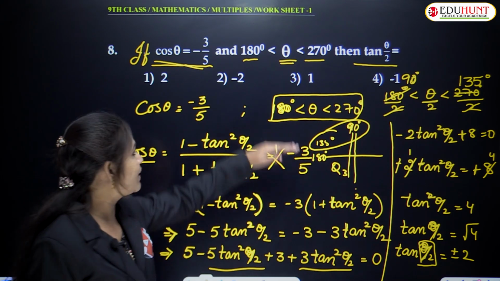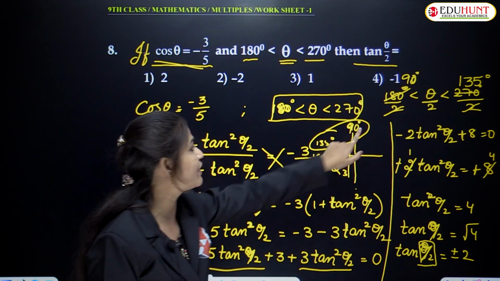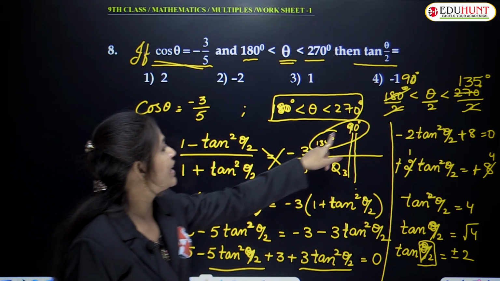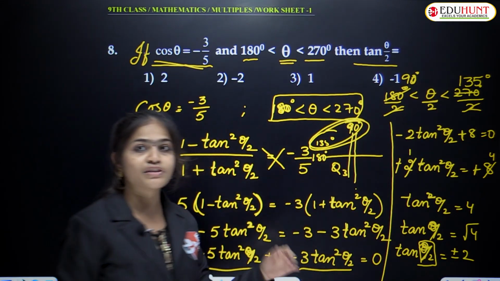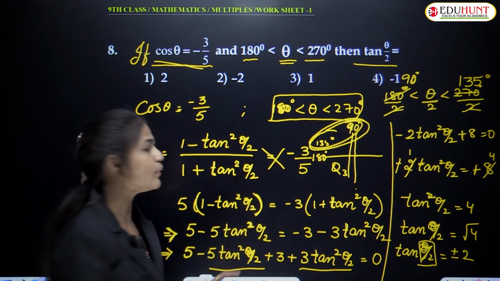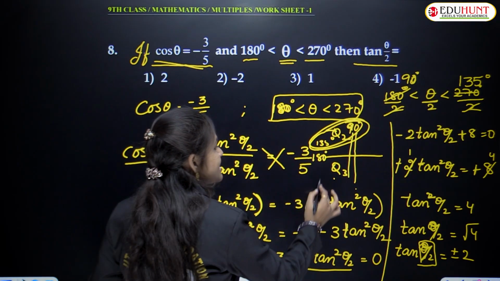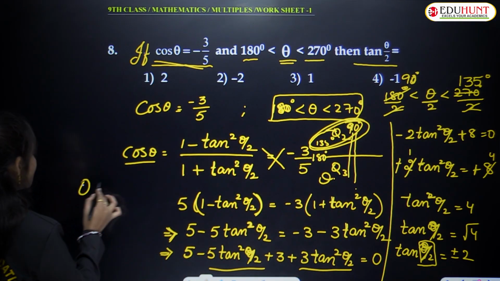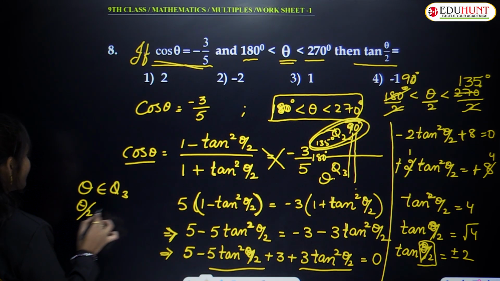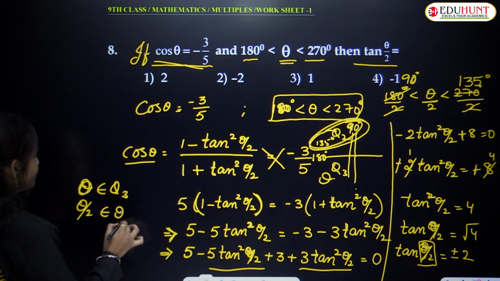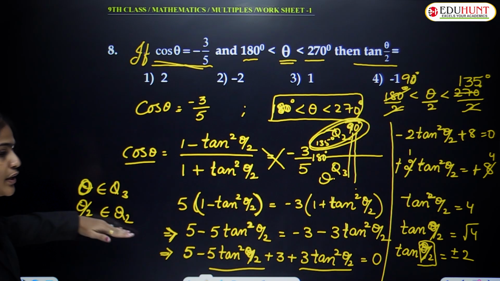Theta lies between 180 and 270. Now theta by 2 lies between 90 and 135 degrees. Okay. So 90 to 135, that is in which quadrant now? Yes, that is in the second quadrant. Okay, just observe that carefully. Here theta lies in Q3, and theta by 2 belongs to Q2. Understand? Theta belongs to Q3 and theta by 2 belongs to Q2.